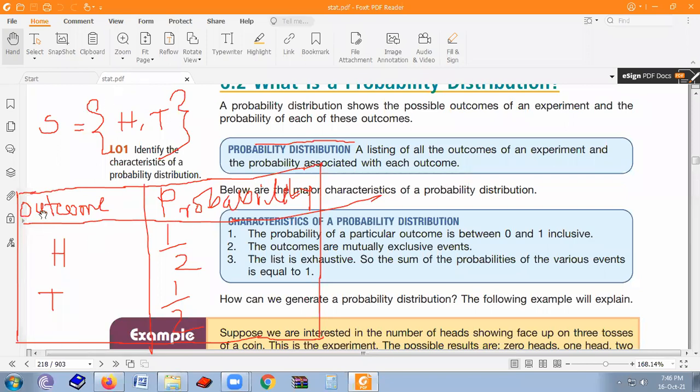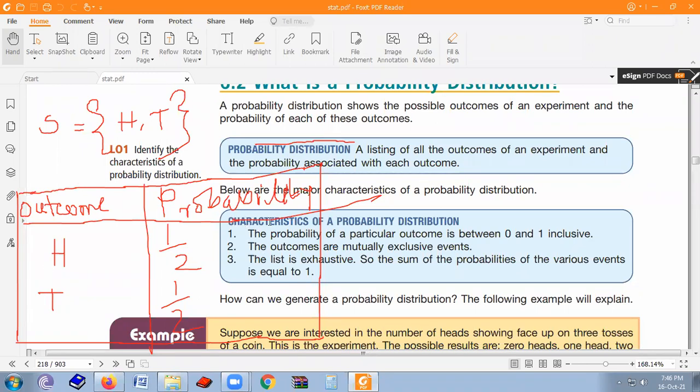Here our outcomes are head and tail. There are two possible outcomes, but when we toss 2 coins one at a time, there will be 4 possible outcomes, so the table will be larger. So a simple probability distribution is outcome and probability, which you write like this.